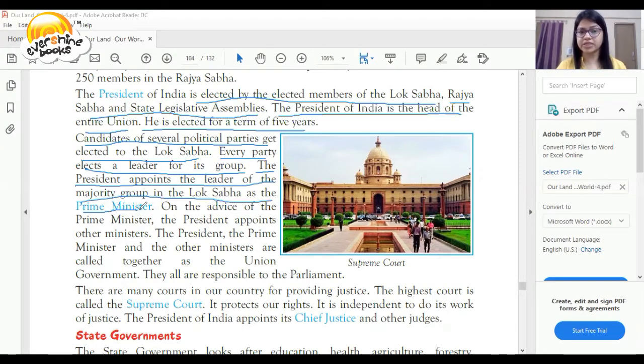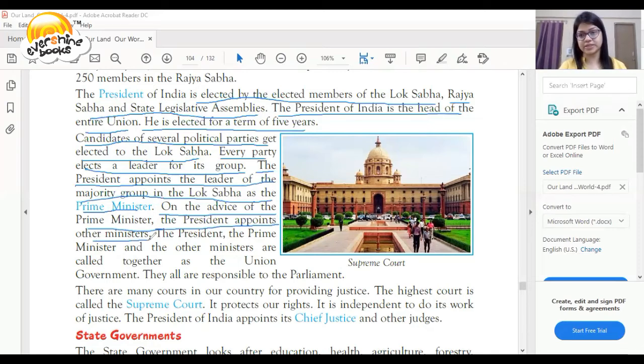So, again, this is very important how the Prime Minister is elected. Candidates of several political parties get elected to the Lok Sabha. Every party elects a leader of its group. The president appoints the leader of the majority group in Lok Sabha as the prime minister. On the advice of the prime minister, the president appoints the other ministers.